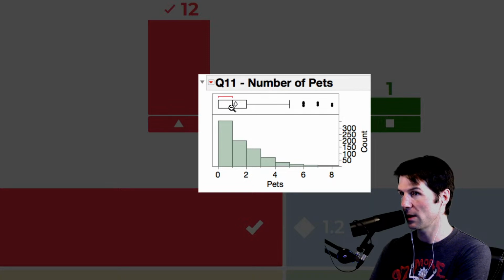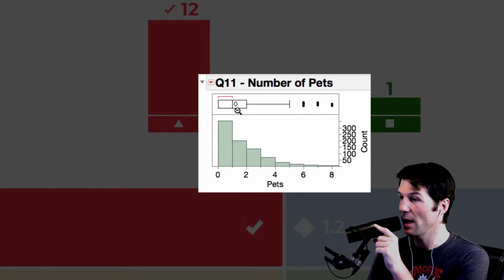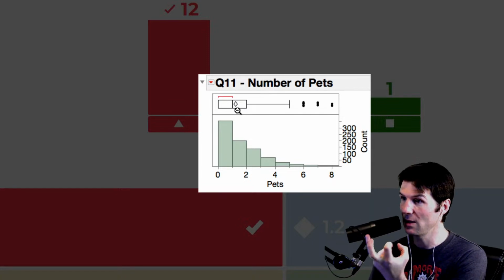Sometimes we get a little extra. That's the median right there, that line. That's the mean. You don't usually see that in a box plot. Sometimes they graph that for you. But what is the IQR of the box plot? The IQR of the box plot is the what?